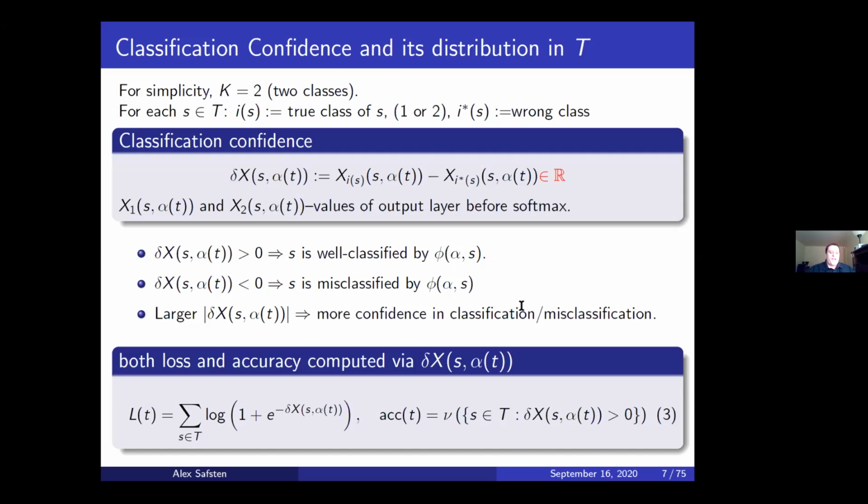And the reason that we like to talk about delta X is that it is easy to use it to calculate both loss and accuracy, as shown in equation 3. We have nice simple formulas for both loss and accuracy using delta X.